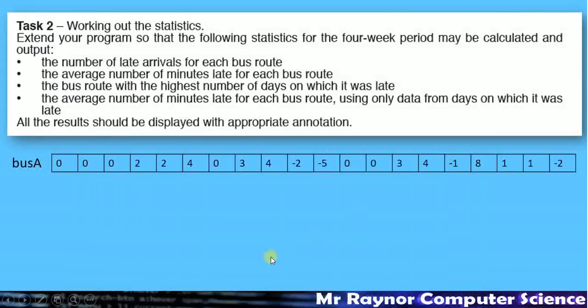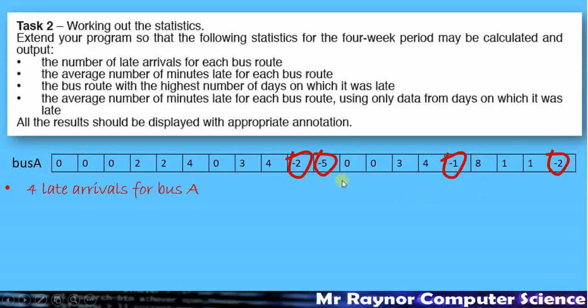Let's move on. So task 2 gets a little bit more complicated. We've got to analyse the data that we've input. So we've got 4 aspects. The number of late arrivals for each bus route. So in practice what that means is, here's bus A, we're going to have a look through. There's a negative, there's a negative, there's a negative, there's a negative. So bus A has 4 negative numbers. So that's what we've got to find.